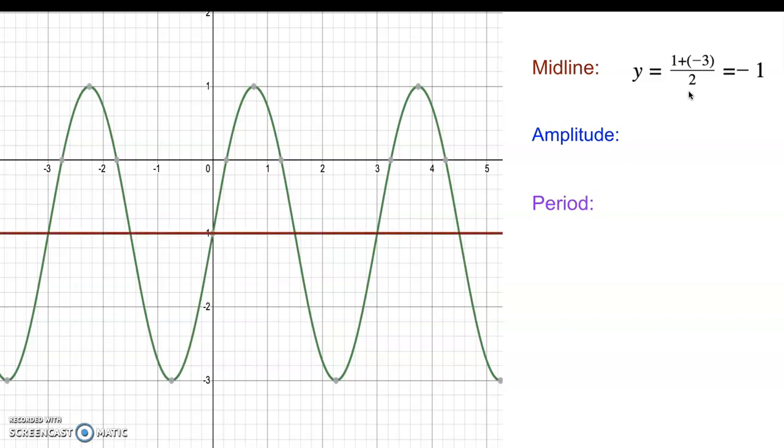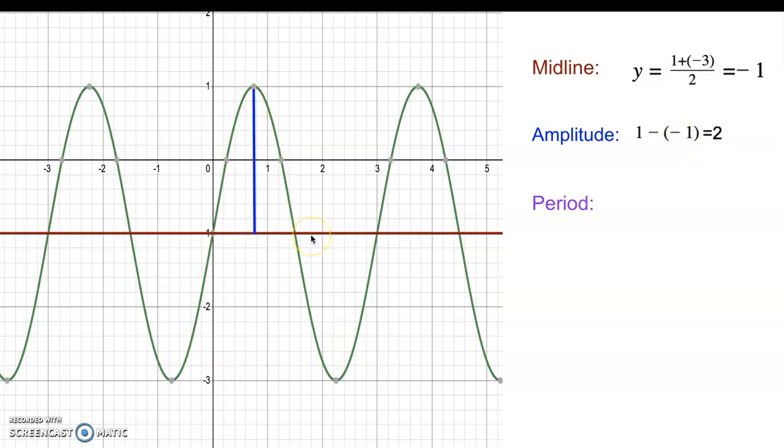We need to know the midline in order to know the amplitude of this graph, because the amplitude is how high and how low the graph goes from the midline. To find the amplitude, we take the maximum value of y, which is 1, and subtract the midline, which is -1. So we have 1 minus -1, and that equals 2. So our amplitude is 2.